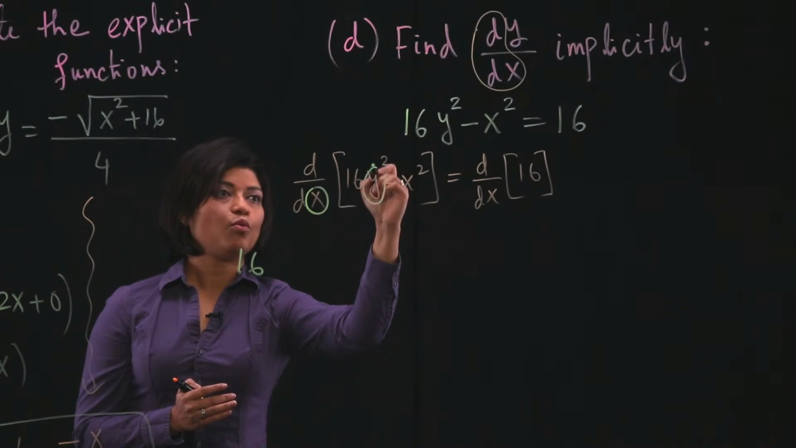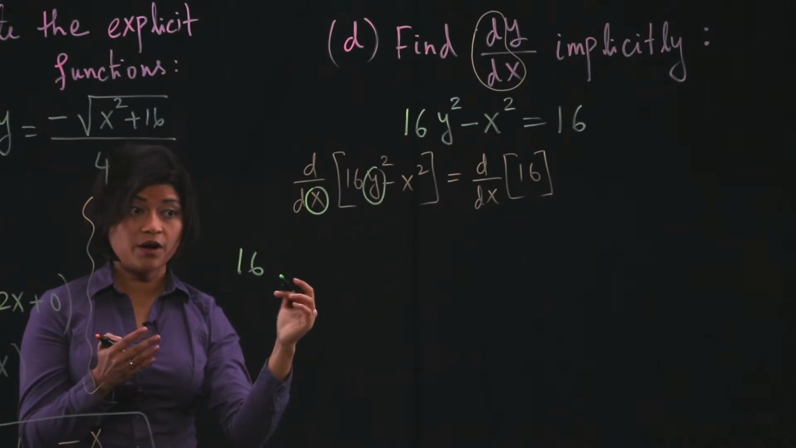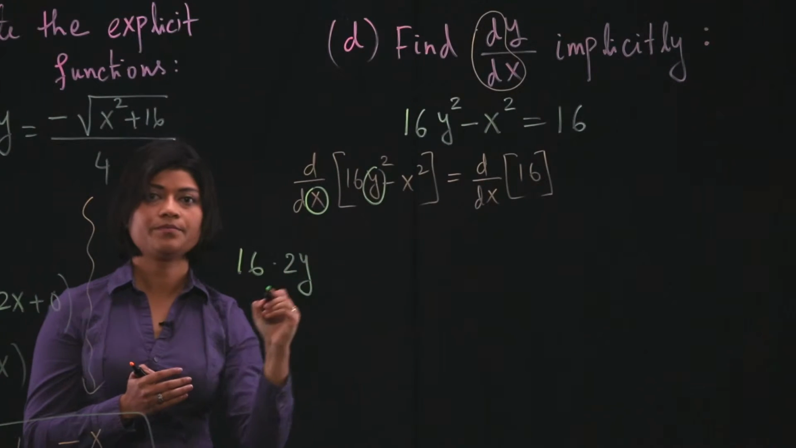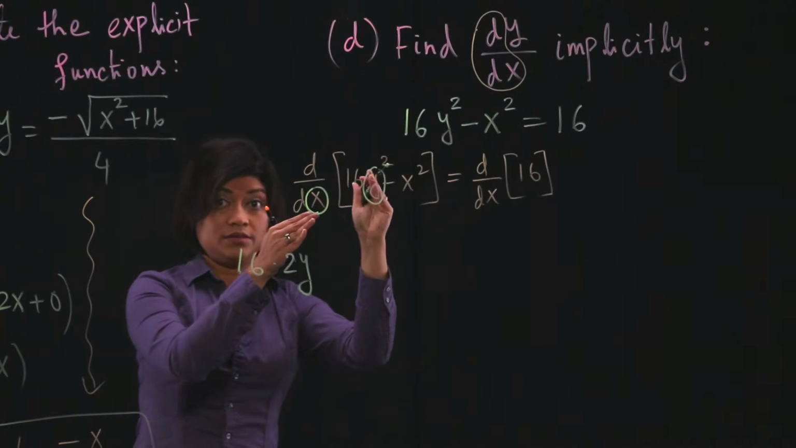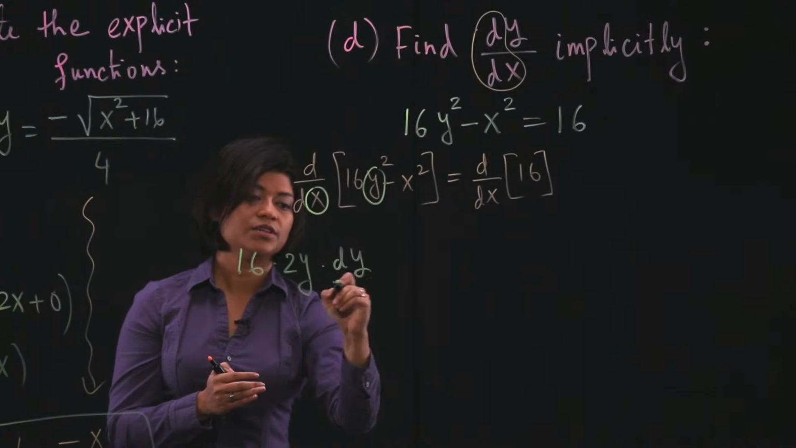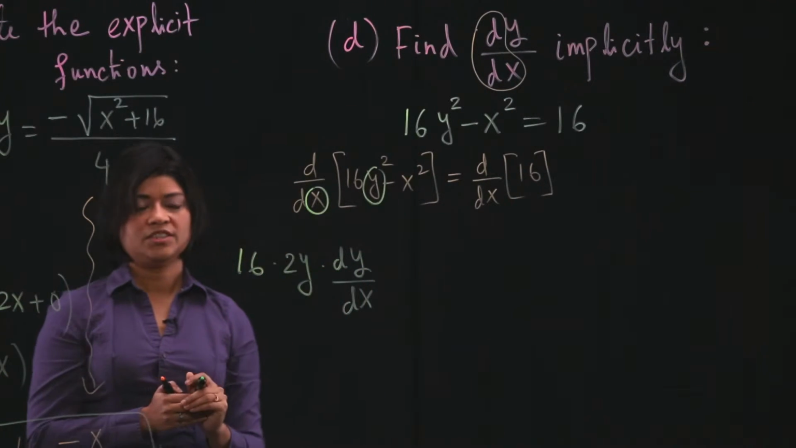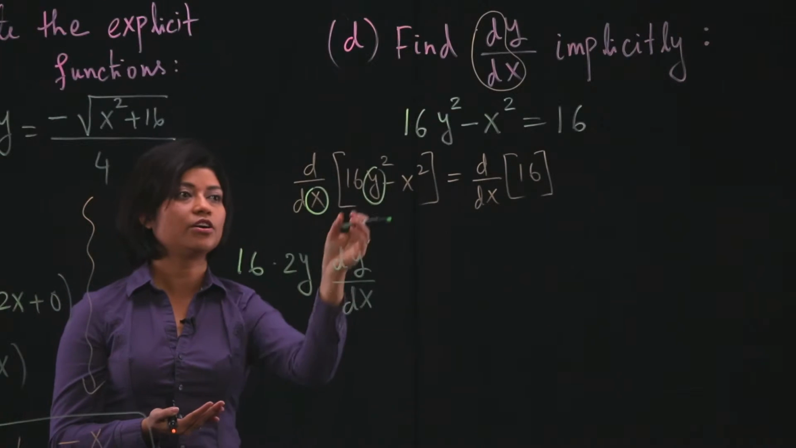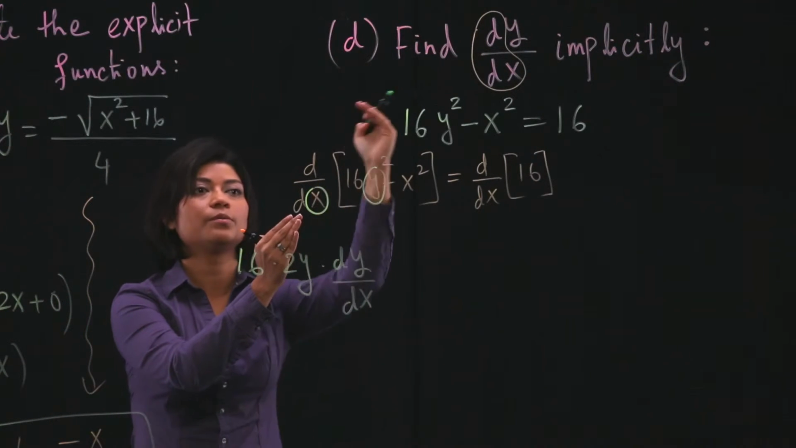And what is the derivative of y squared? Well, you use the power rule, so it's 2 times y. But then this is y with respect to x, so you will also have the term dy/dx. This is basically using the chain rule. Think of y as an expression to the power 2.